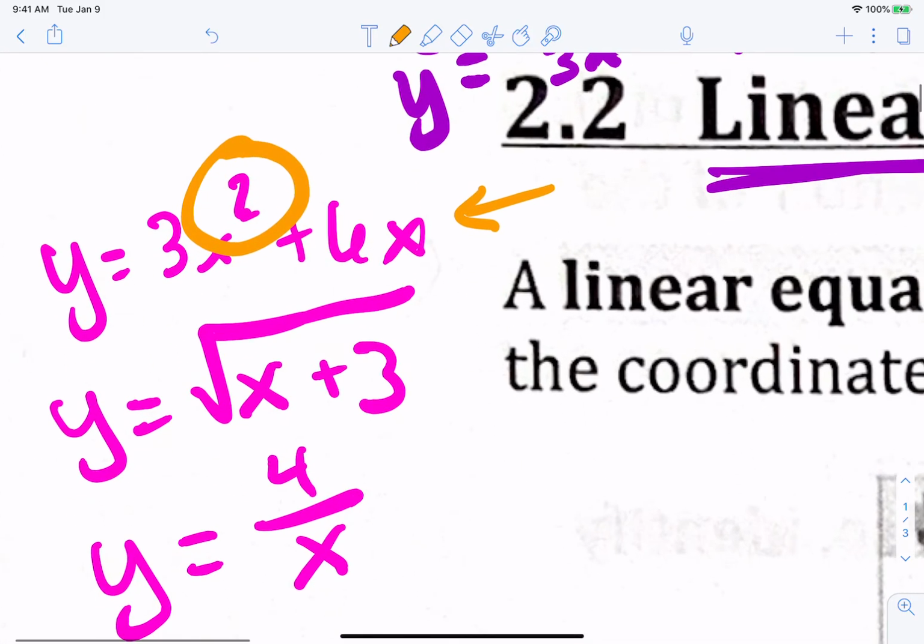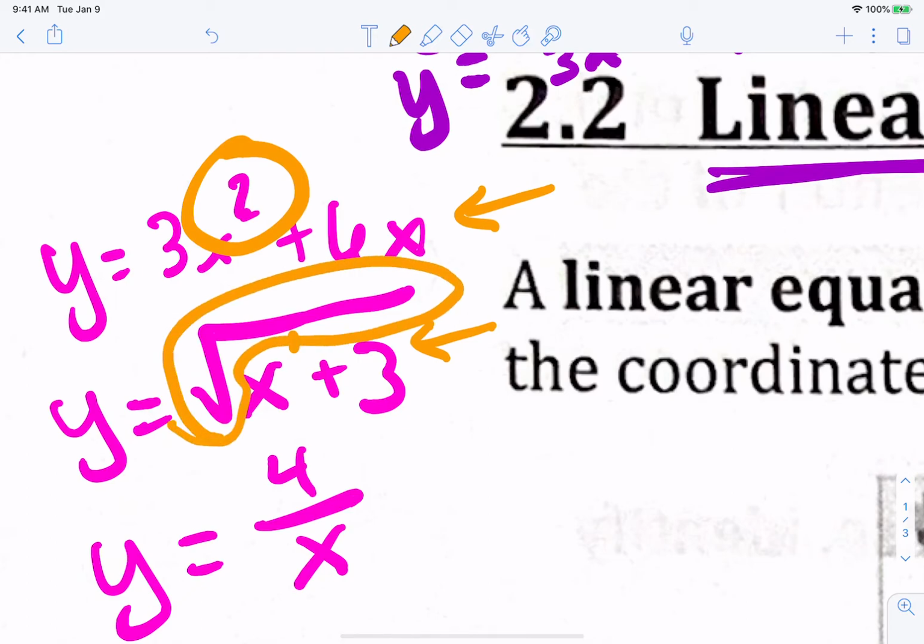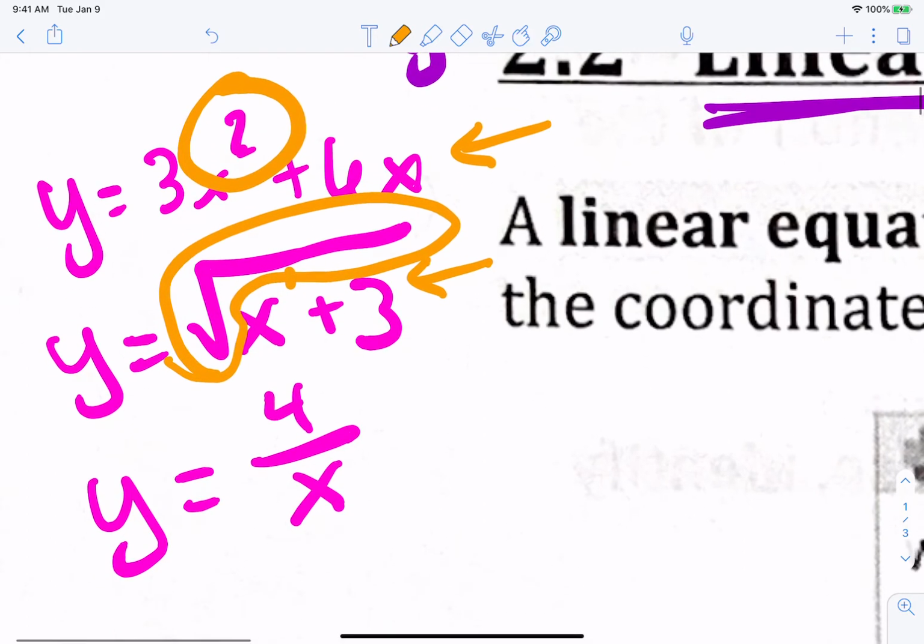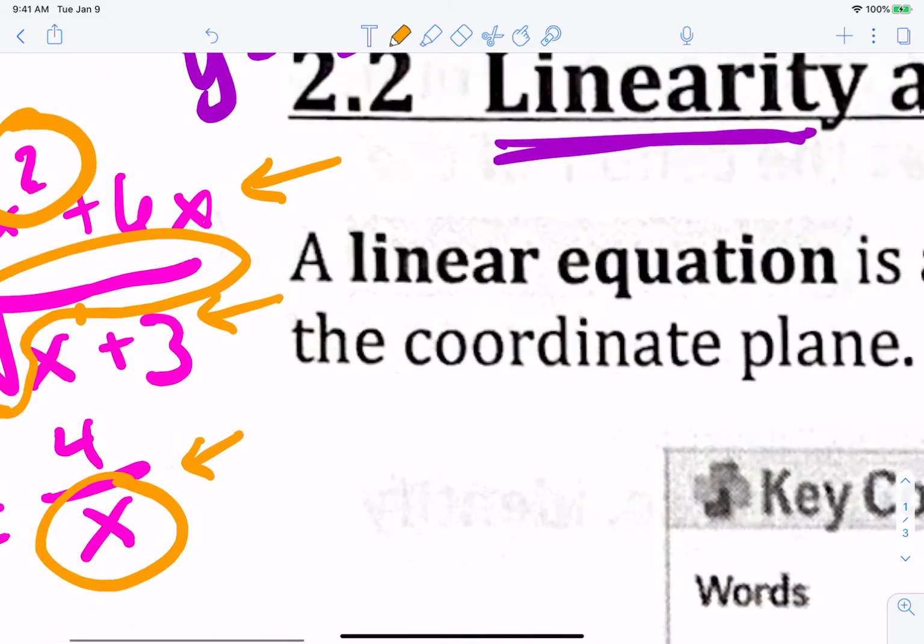Okay, is this next one a linear one? It has x to the first power. Yeah, but this square root screws everything up. So no, it's not linear. What about this guy? It's x to the first power, but you're dividing by x, so that's not a linear function. So all of those things are bad.